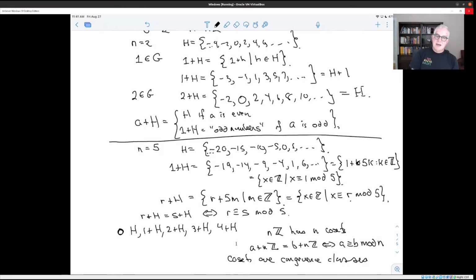So one way you could think of cosets more generally is they're a generalization of the idea of a congruence class for the integers, although things get a little bit more interesting when the group is non-abelian. Okay, let's look at another example.